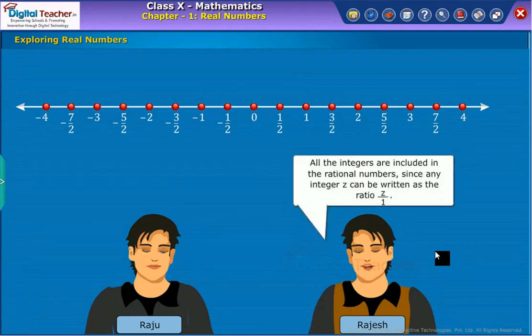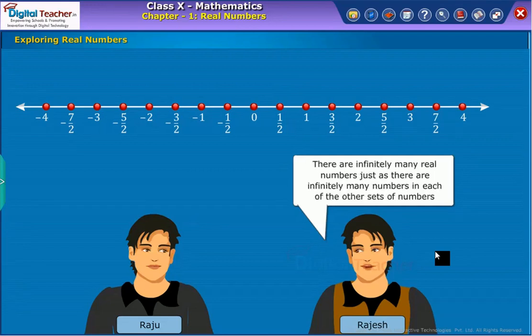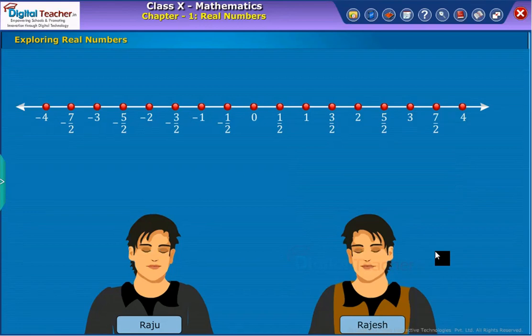All the integers are included in the rational numbers, since any integer z can be written as the ratio z by 1. The real numbers are all the numbers on the number line. There are infinitely many real numbers, just as there are infinitely many numbers in each of the other sets of numbers. But it can be proved that the infinity of the real numbers is a bigger infinity. Thanks, Rajesh, for explaining the topic.